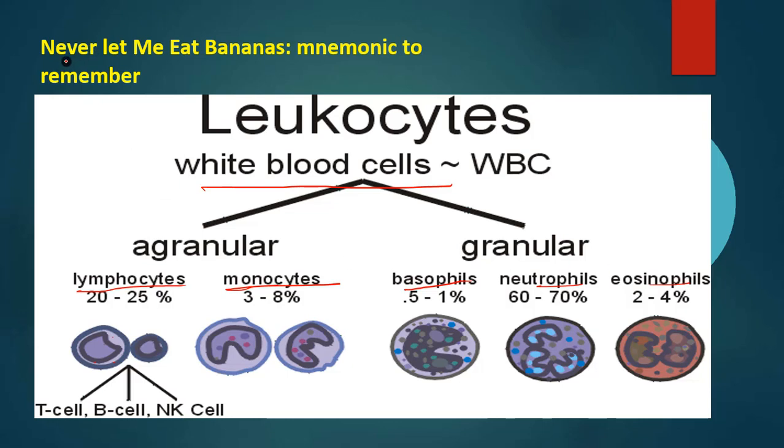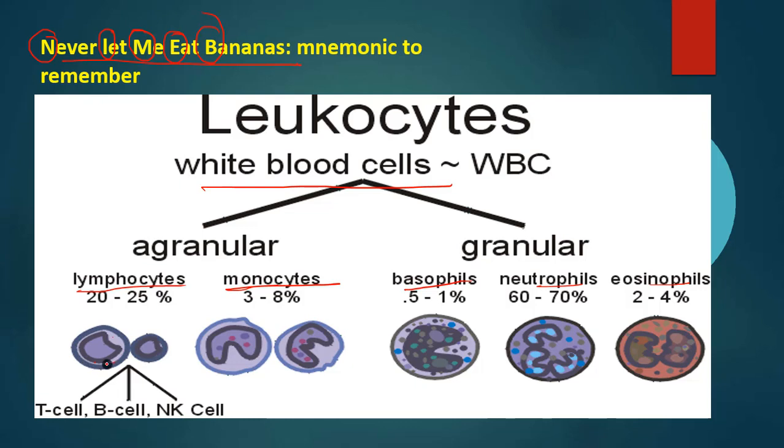If you get confused, this is a mnemonic to remember: Never Let Me Eat Banana. N stands for neutrophil, L stands for lymphocyte, M stands for monocyte, E stands for eosinophil and B stands for basophils. These are the types of WBCs.